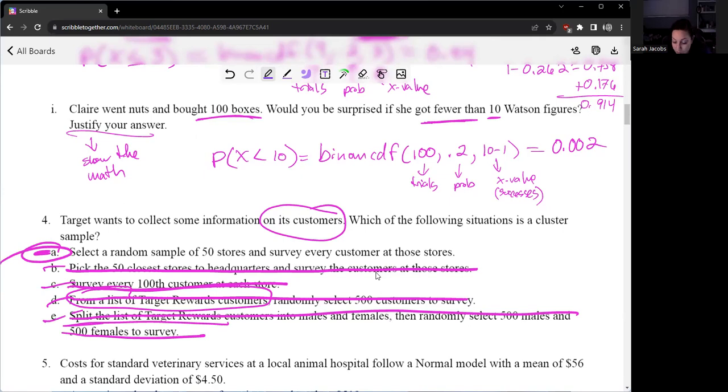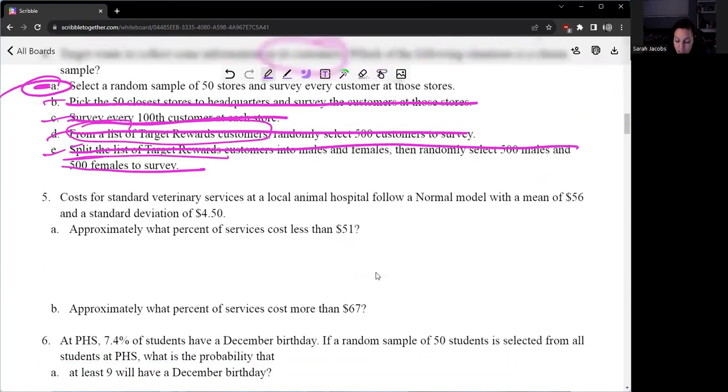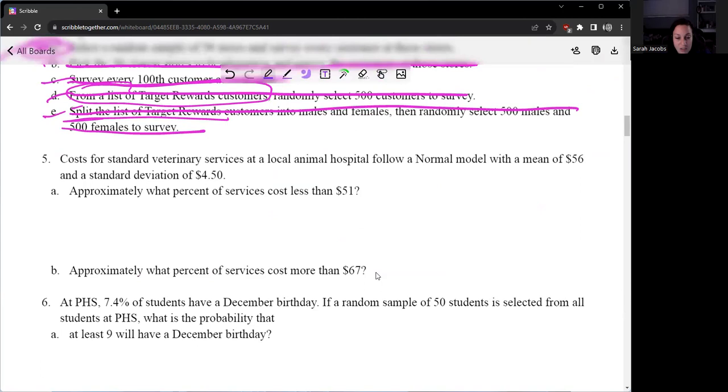But always read all the answer choices, because sometimes you've misread the first one and you don't catch it until you say, wait a second, there are two answers that work here. Or sometimes you're like, wait, all of these work. And then you realize you completely misunderstood the question, and the only one you crossed off is actually the answer. All right. Number 5.